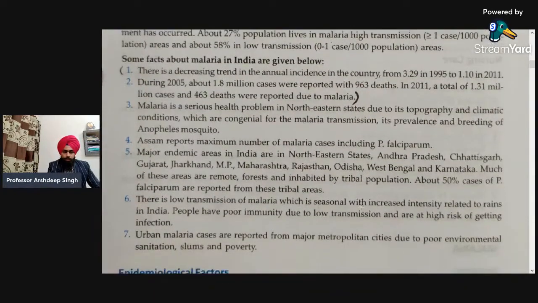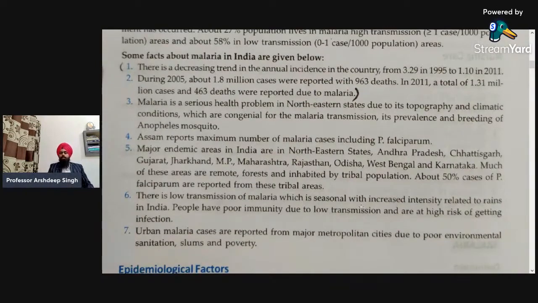What are these facts? There is a decreasing trend in the annual incidence in the country, from 3.29 in 1995 to 1.10 in 2011. So according to this data, the cases of malaria, or the morbidity rate due to malaria, has decreased to some extent in India. So this is one fact. Second, during 2005, about 1.8 million cases were reported with 963 deaths, and in 2011, a total of 1.3 million cases and 463 deaths were reported due to malaria. That is also a good thing.